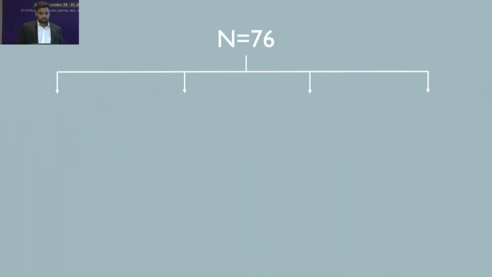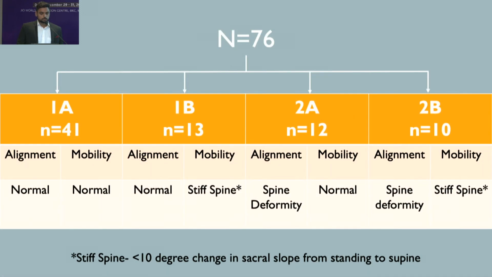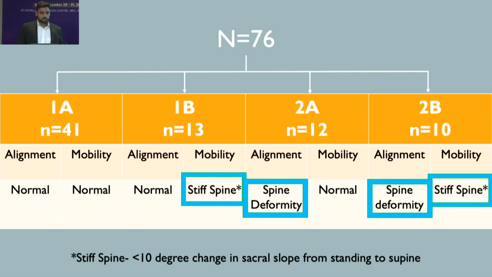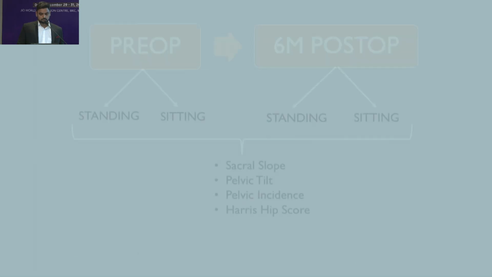The study comprised 76 patients who were classified among 4 groups, 1A, 1B, 2A and 2B. 1A being patients having normal alignment, normal mobility, 1B being patients having normal alignment but stiff spine. Here stiff spine is defined as a change in sacral slope from standing to sitting position of less than 10 degrees. Whereas 2A being patients having spinal deformity or imbalanced spine, which is defined as the difference between pelvic incidence and lumbar lordosis of more than 10 degrees. Whereas 2B being patients having both imbalanced spine as well as stiff spine.